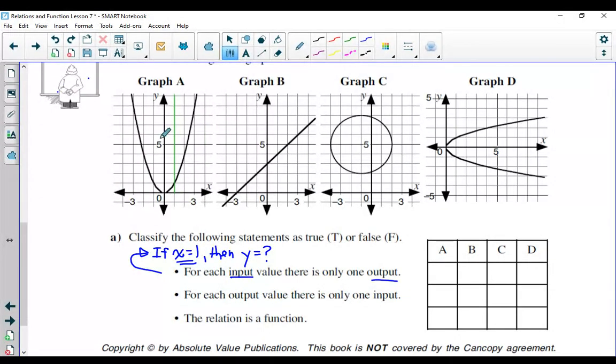Now, if you look at the relation, for an input value of x equals 1, do you only have a single output value? Yes, because if you go across to the graph here, it would have a y value that's equal to 1. So for graph A, that is a true statement. So we can put T for true. Okay, graph B. Again, we're going to do this all by drawing a vertical line at x equals 1. Okay, x equals 1 would be right here. So vertical line, draw this one here.